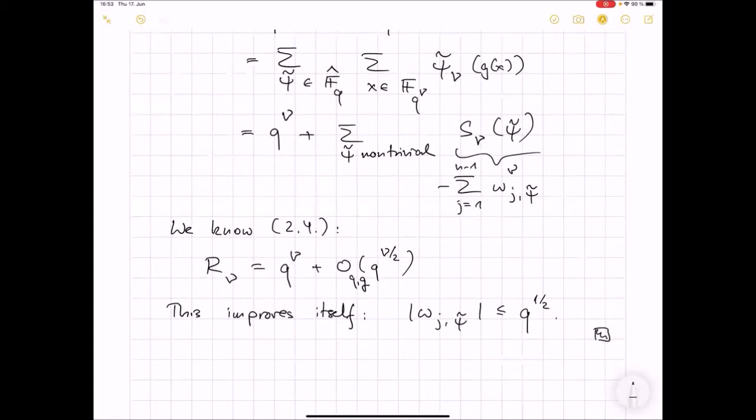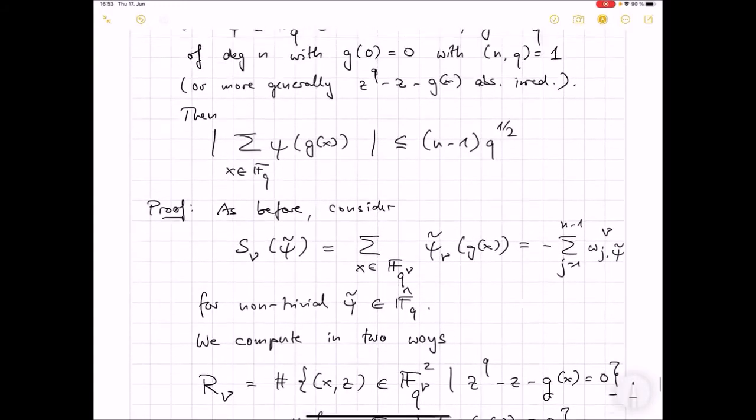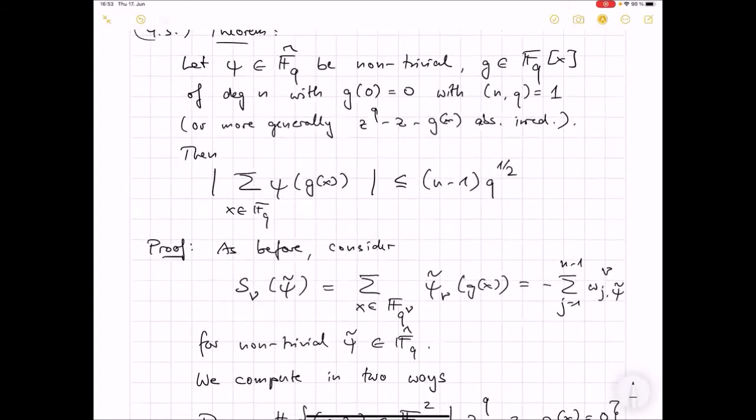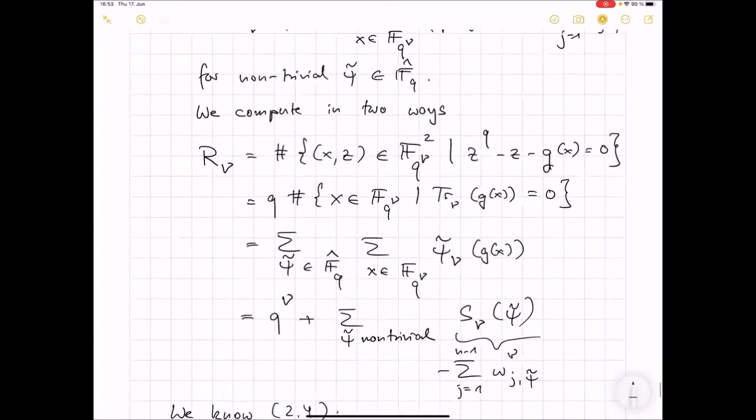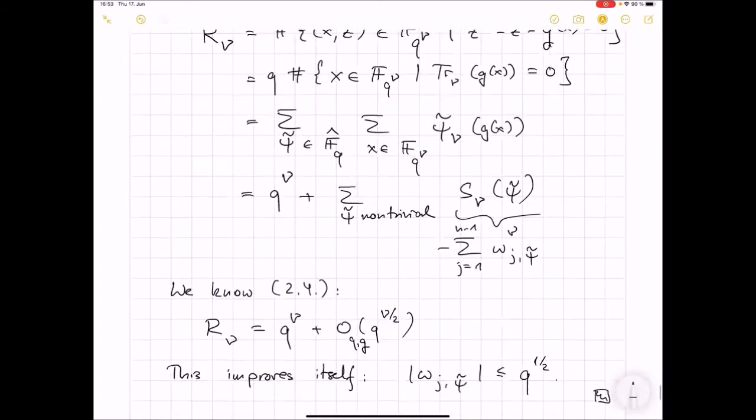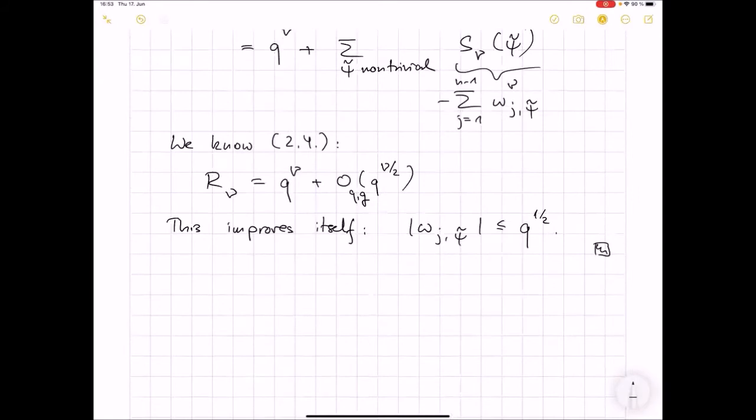And you see, maybe you're now disappointed because you wanted to see mixed character sums. I only treated additive character sums and multiplicative character sums separately. Well, you can guess what would be the input for mixed character sums. For mixed character sums, you would need a counting lemma that can handle not algebraic curves, but algebraic surfaces. Okay, so how would this go?